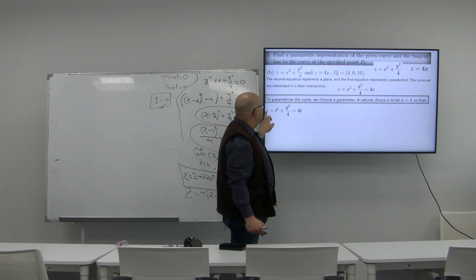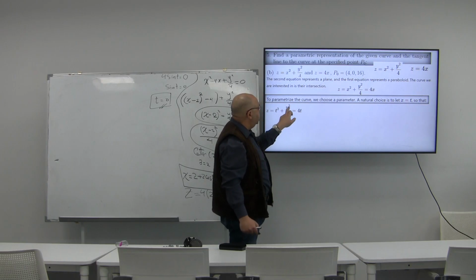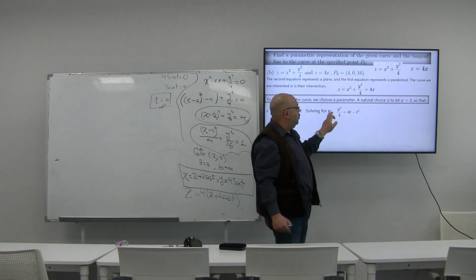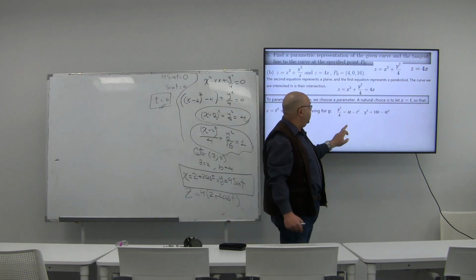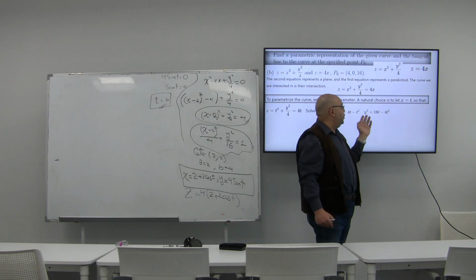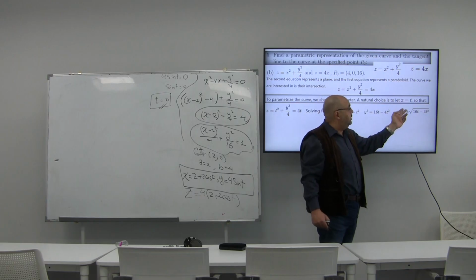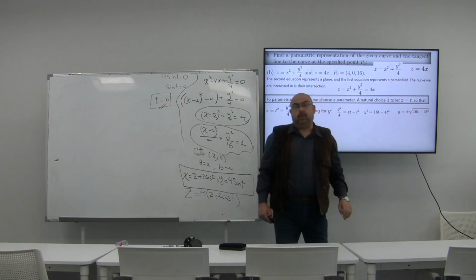Here we go. This is actually 4t minus t squared, y squared over 4. The only missing variable is y, so I start by solving this equation for y. y squared over 4 equals 4t minus t squared, and this is how y squared is going to be 16t minus 4t squared. Taking a square root for both sides, y is equal to positive or negative the square root of 16t minus 4t squared.